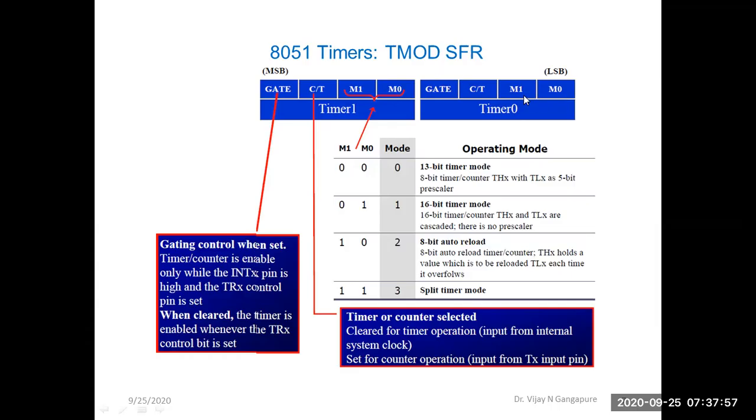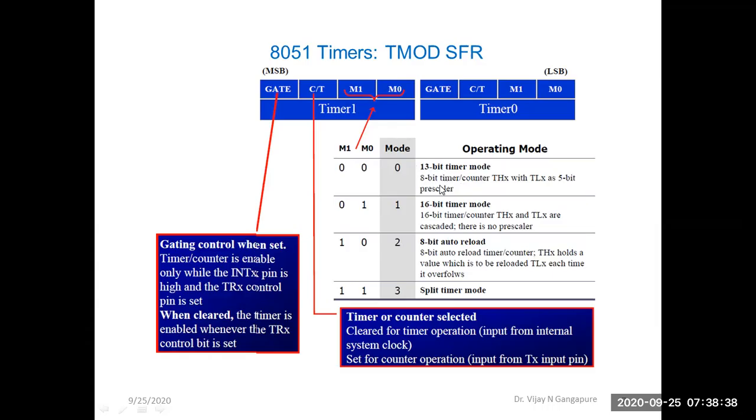Now let us start with these modes, that is mode bits M0, M1. Here this table illustrates different modes of timer 0 or timer 1. If M0, M1 bits are 0, 0, that means mode 0. If these bits are 0, 1, it means mode 1, 1, 0 means mode 2, and 1, 1 means mode 3. So what is mode 0? Mode 0 is the 13-bit mode. Out of 16 bits, only 13 bits are used, that means 8 bit.